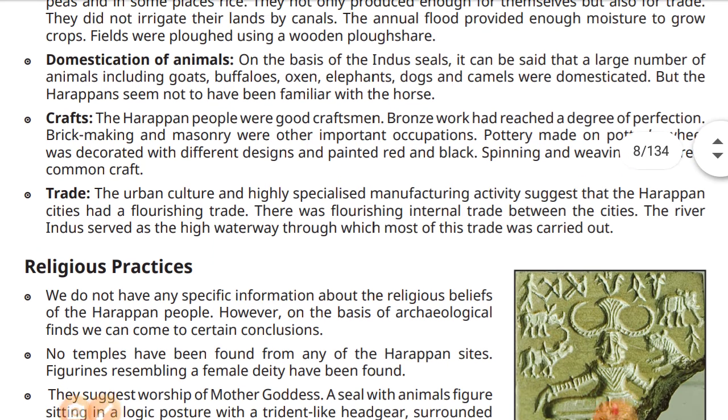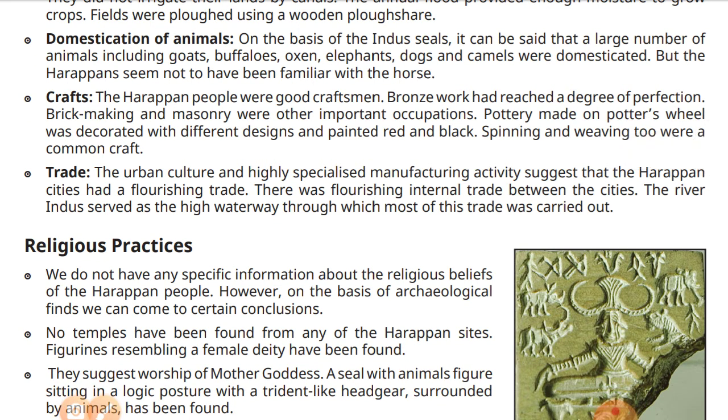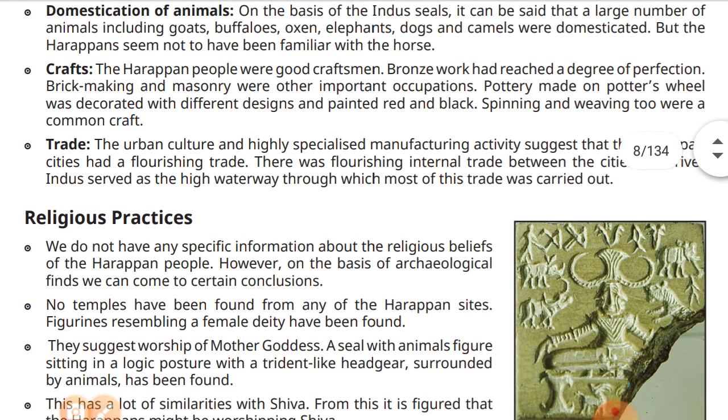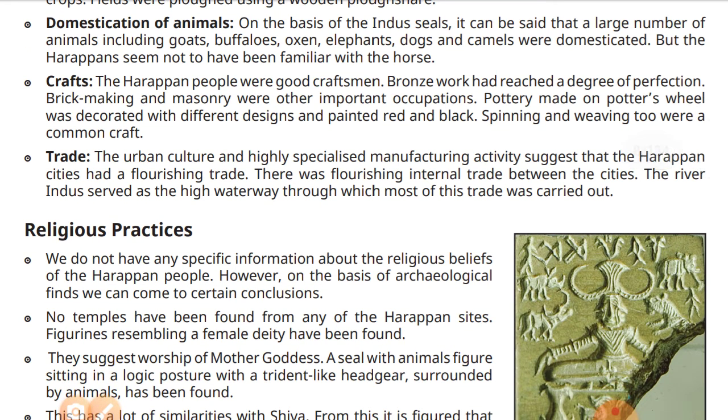On the basis of the Indus seals, it can be said that a large number of animals, including goats, buffaloes, oxen, elephants, dogs, and camels, were domesticated, but the Harappans do not seem to have been familiar with horses.